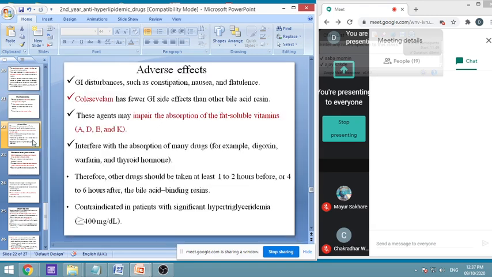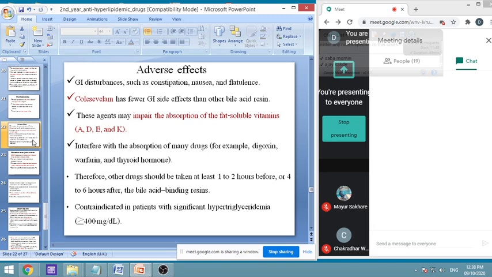What are the adverse effects? It causes GI disturbances like constipation, nausea, flatulence, because the bile acids bound to it are sort of emulsifiers, but because of the binding they will not be able to participate in digestive activity, and it will then cause problems in digestion, like indigestion, constipation, flatulence, etc. The newer one, colesevelam, has fewer side effects than other bile acid resins. They can impair the absorption of fat soluble vitamins like A, D, K.